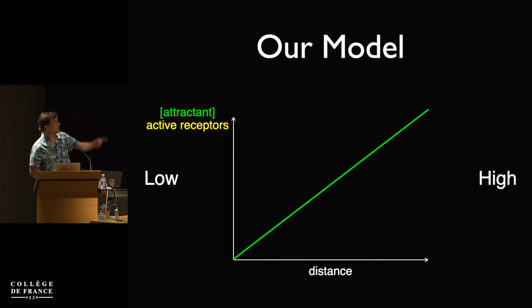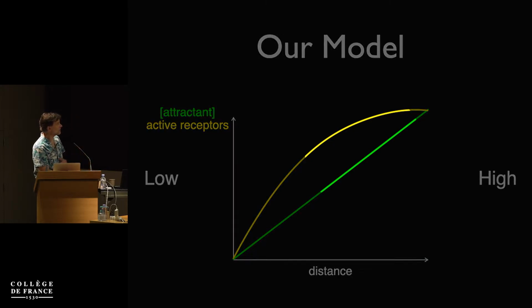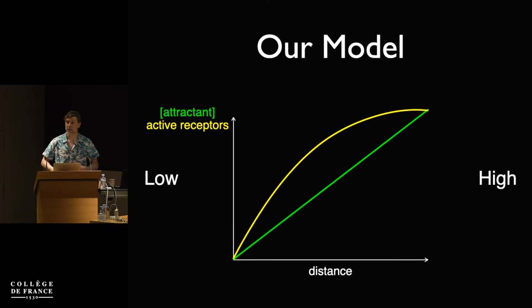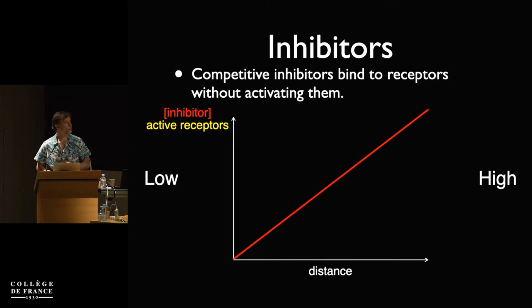Let's look at this. If you have a gradient of a chemoattractant, the reason the cells can tell that there is a gradient of the chemoattractant is that their receptors get activated. Not in a linear way. They always get more activated at the low end and always get less activated at the high end because they are saturated and other things. If you have something that is a competitive inhibitor, that is to say something that binds to the chemoattractant receptors but does not activate them, does not turn them on, then you still get a gradient, but you get no activation of the receptors.